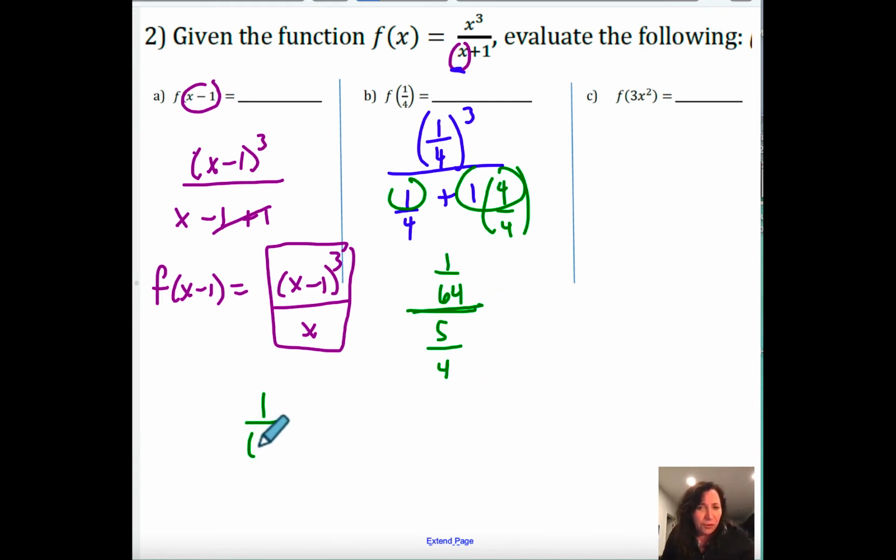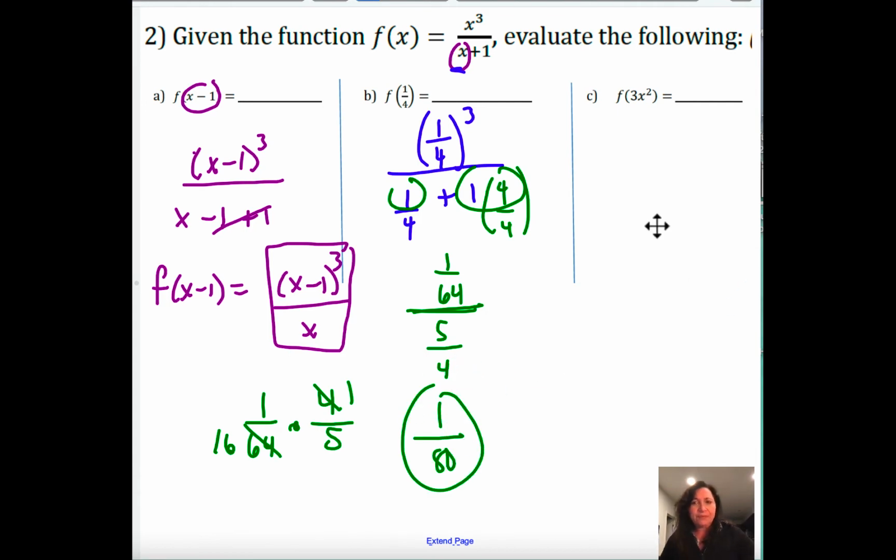So that's 1 over 64 times the reciprocal, which is 4 over 5. 4 divides into 64 16 times. 16 times 5 is 80, so this is 1 over 80, and there's the answer.